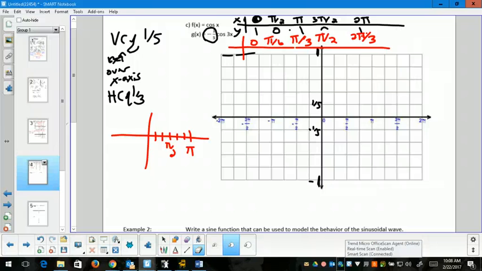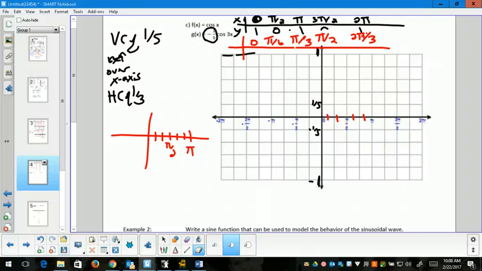So what we need to do, if we're going to leave our graph like this, we need to split it into thirds. Like, hey, there's pi over 6, pi over 3, pi over 2. There's 2 pi over 3 and 5 pi over 6 before getting to pi. So by splitting this graph into thirds, we'll be able to plot that a little more accurately.